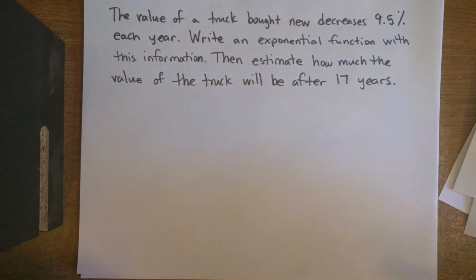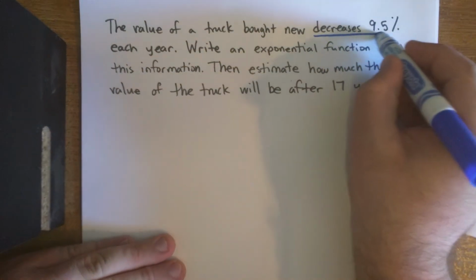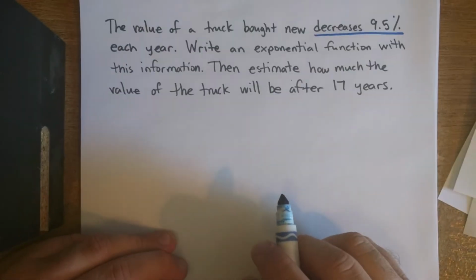I'm going to copy this word problem down. Try to keep it pretty short to copy. Let's take a moment, pause. Okay, so we have: the value of a truck bought new decreases 9.5% each year. Write an exponential function with this information, then estimate how much the value of the truck will be after 17 years. So let's highlight some key information here. Decreases 9.5% is very important here.